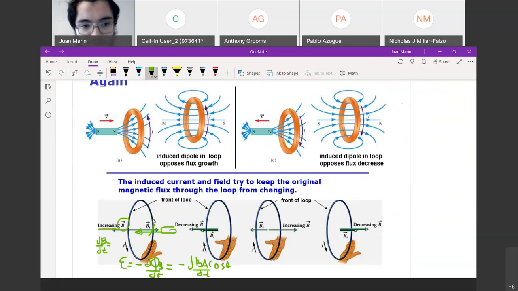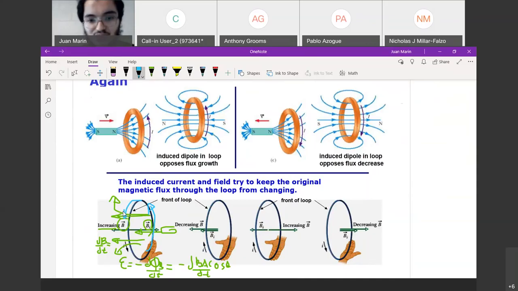And so if it's increasing, you're going to have field lines in this direction. What I mean is, if it's going in this direction, you want to make sure that the induced magnetic field has to oppose that existing, increasing magnetic field. It has to be opposite to the original. How do you do that? Well, the current has to go in this direction. Why? Here's the thumb rule.